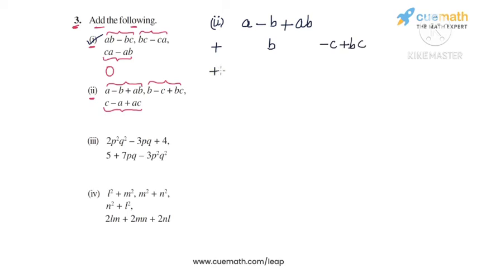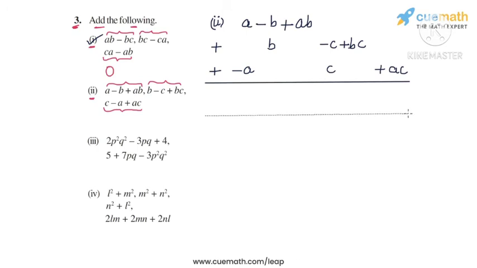And then we add the third expression, which is C minus A plus AC. So C we will write below minus C. Then minus A we write below A. And then plus AC we write separately like this. By writing these terms, the like terms one below the other, it will be easy for us to add the like terms. Okay, now we carry out the addition.